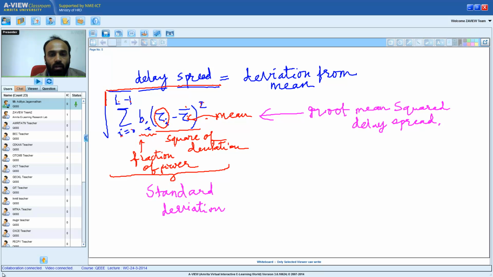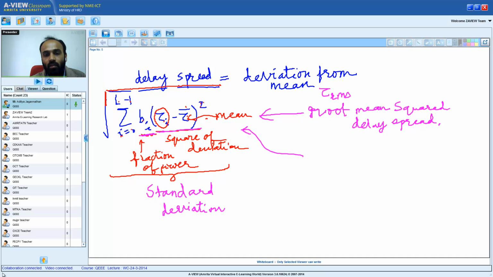Everyone get the point? This is the root mean delay spread, the standard deviation. In wireless communication, this is also known as tau RMS. RMS means root mean squared, because we take the square, take the mean by weighing with the fraction, and take the square root. So this is another way to characterize the delay spread of the system.